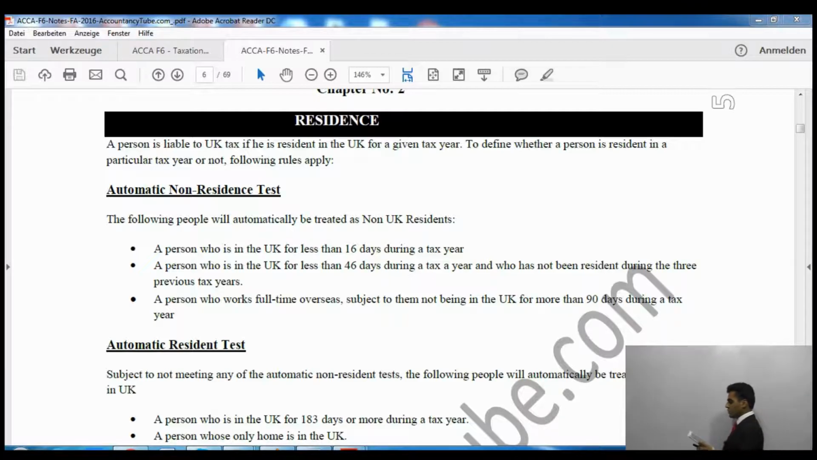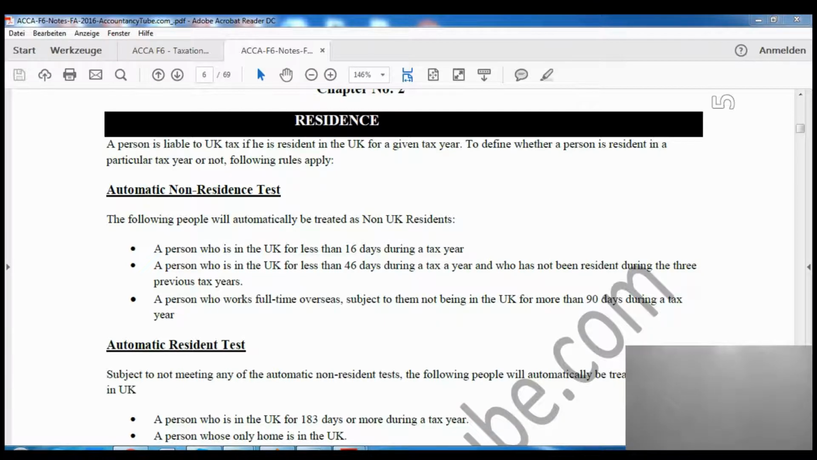First one, automatic non-resident test. These are 3 tests, and if any of these tests apply, it means that you are not resident. You are automatically not resident. No need to think about it further. If any of the following applies, you are not resident, so you will not have to pay any tax at all. Now what are these tests?